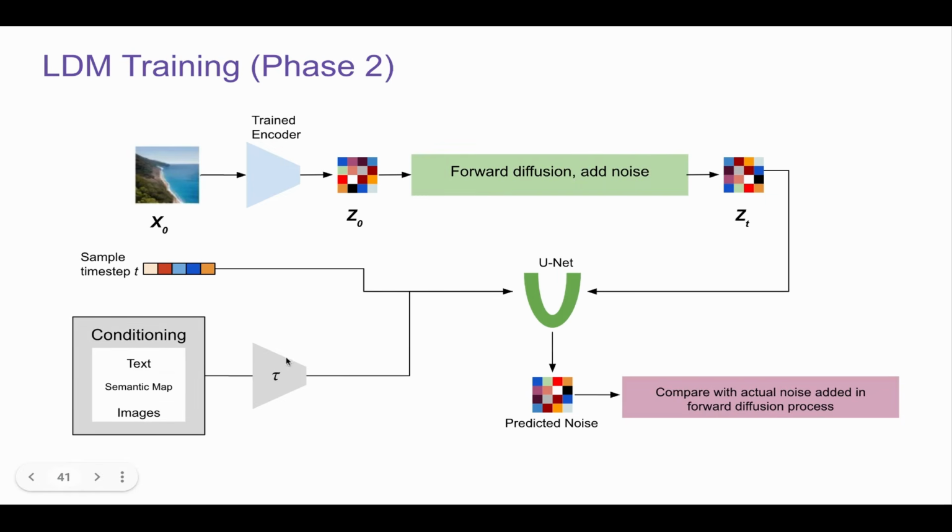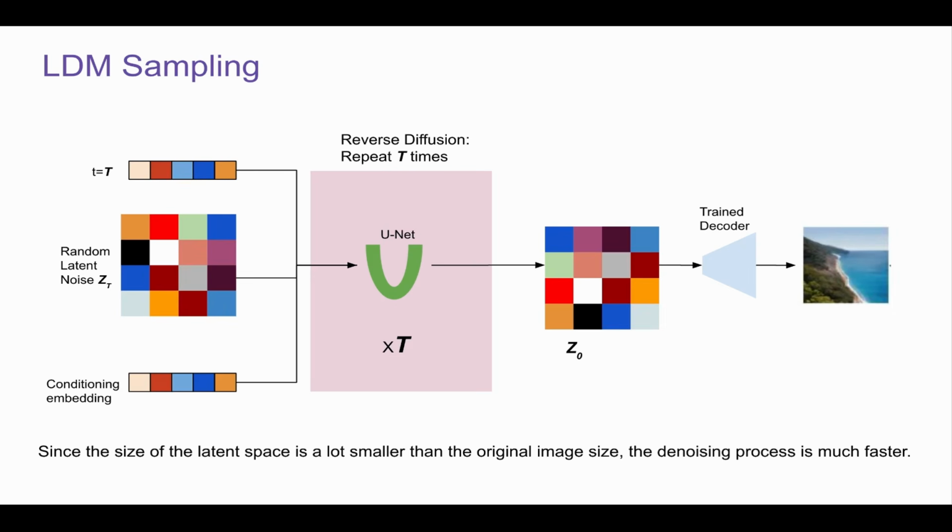It will go through this encoder tau, and we pass all this information to the UNet: zt, a noisy latent representation of the image, the time step embedding, and the conditioning embeddings, and it will predict the noise. Then we compare this predicted noise with the actual noise added in the forward diffusion process using the simplified MSE loss function.